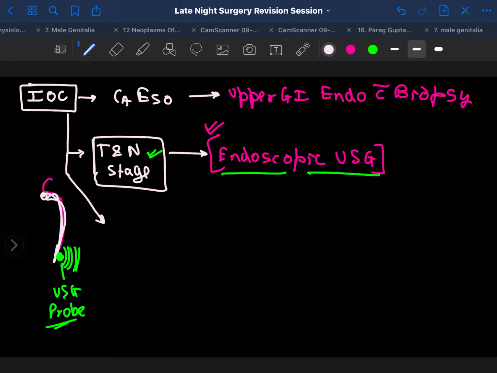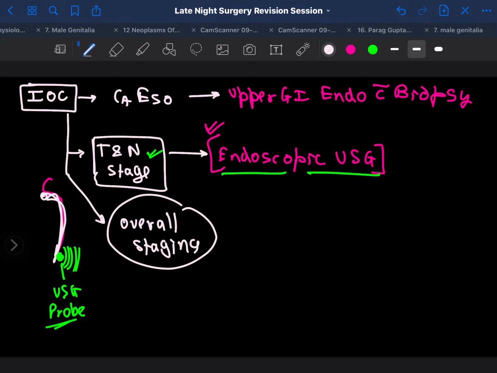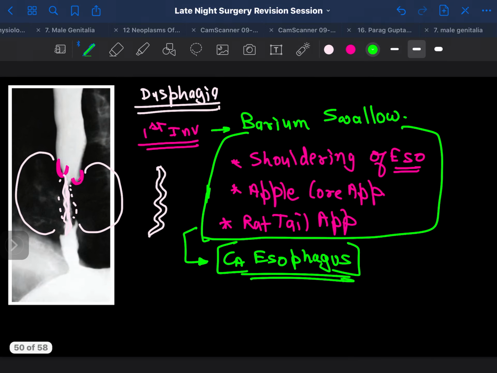And lastly, if I ask you, what is the investigation of choice for the overall staging? For the overall staging, the investigation of choice is PET CT, or you can have CECT. If PET CT is not given in the option, you can go in for a CECT. So I hope you got this particular point.